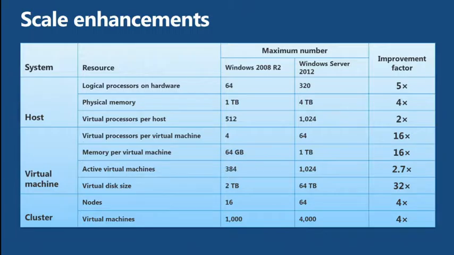From a physical memory point of view, Windows Server 2012 will now support up to 4 terabytes of physical memory on the host server, and 4 terabytes on a non-host server as well. We support up to 1,000 virtual machines on a host, so huge VM density. From a clustering perspective, we support up to 64 nodes in a cluster and up to 4,000 virtual machines also in that cluster. You don't need 64 nodes to support 4,000 virtual machines. You could probably get away with 4 or 5 nodes. They'd be pretty busy nodes, but you could get away with it.